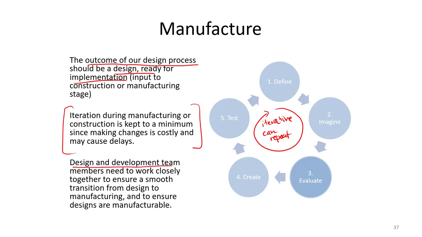We see that design and development team members work closely together during this whole engineering design process. The reason for this is because we want to ensure a smooth transition from design into manufacturing. We want to make sure that once that design is finished, the manufacturing and development teams are confident that they can effectively produce that design.